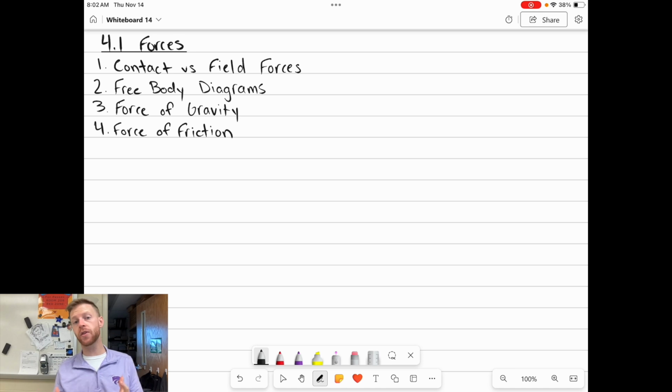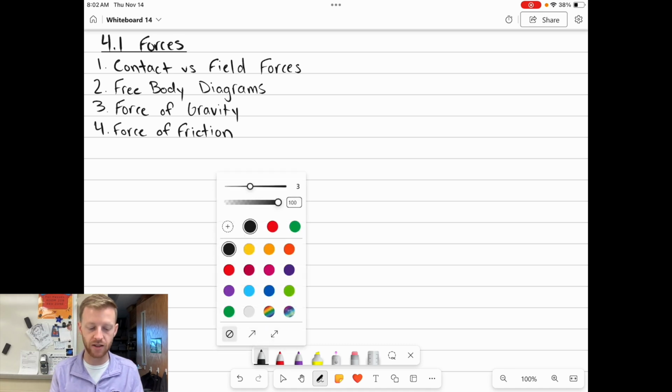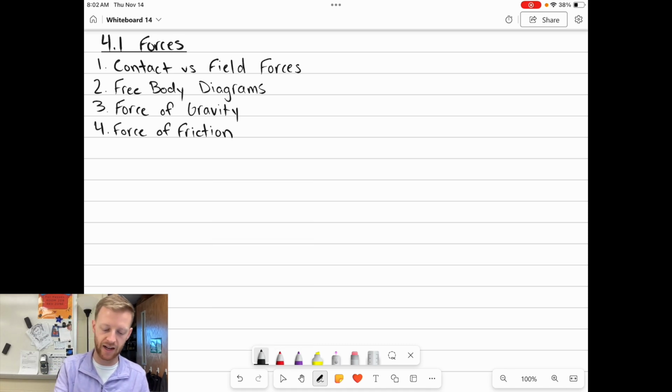So we just started our new unit, which means we have moved out of how stuff moves and asking ourselves now why stuff moves in the way that it does. So in order to do that, we have to start talking about forces. So pushing, pulling, all kinds of stuff like that. But this is a big standard. So we're going to cover 4 different things. We're going to cover contact and field forces, free body diagrams, forces of gravity, and then the force of friction is all going to be encompassed in this, and we're going to get some other stuff along the way as we go. So let's go ahead and start with this idea of contact and field forces.